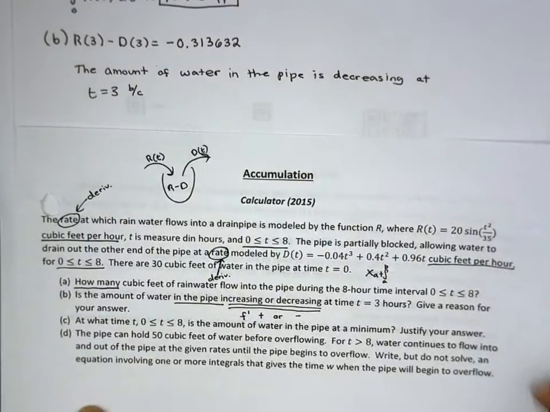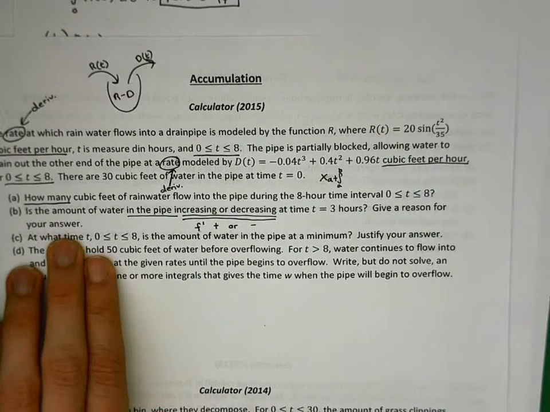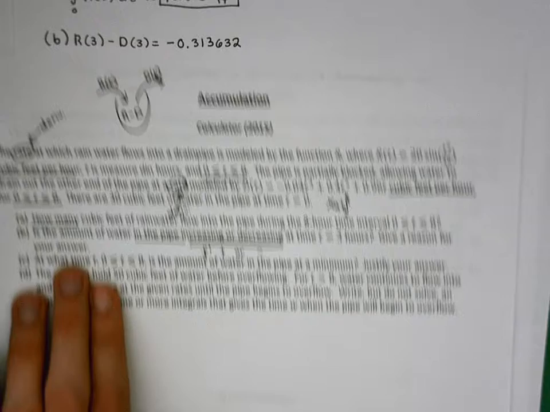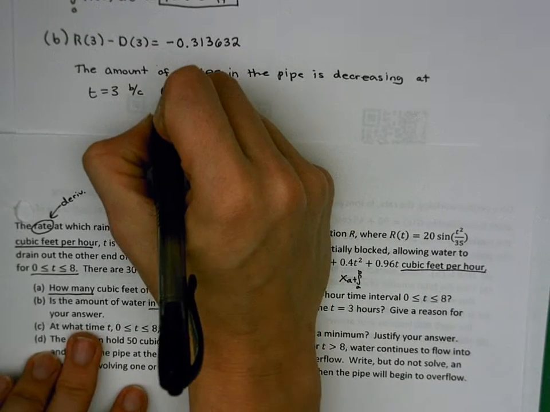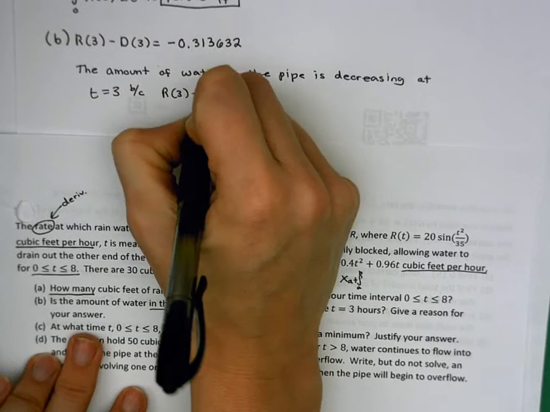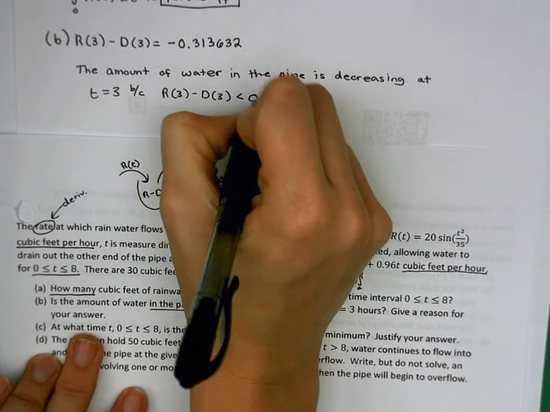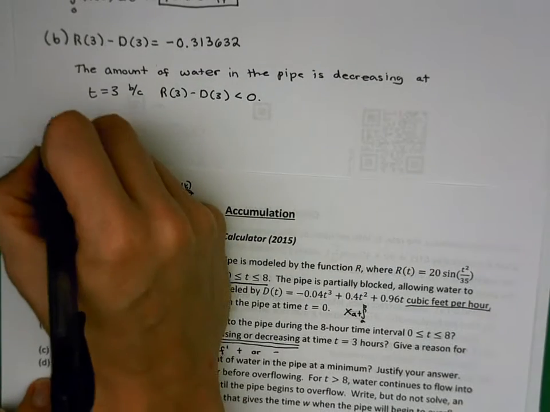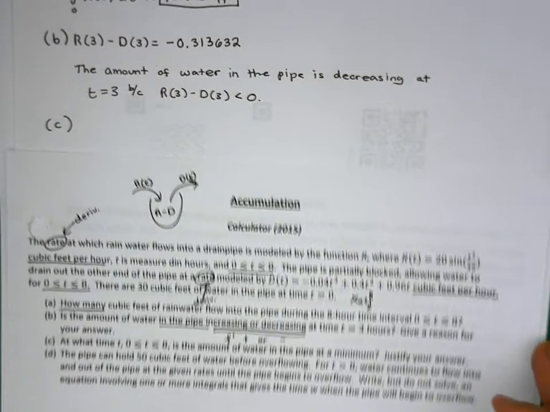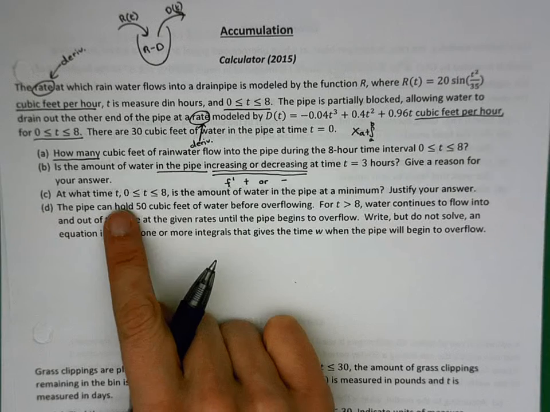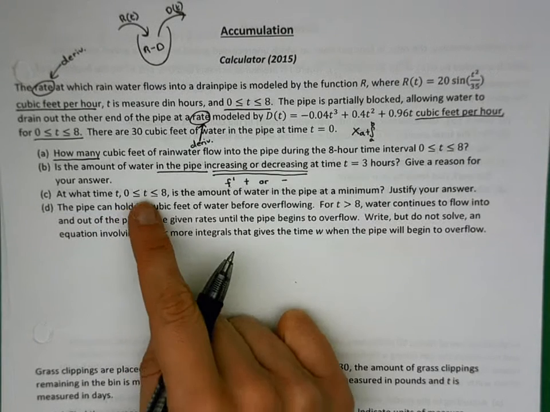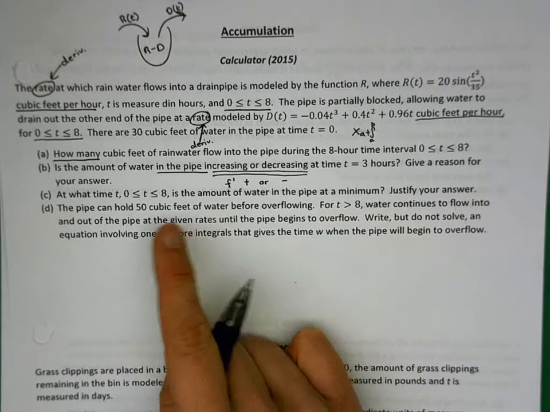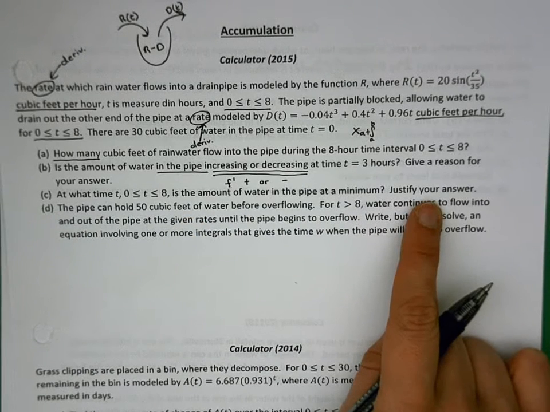And then they say, give a reason for your answer, meaning we need to be able to articulate some sort of rationale for how we knew. For me, I'm going to write because R of 3 minus D of 3 is less than 0. Okay. Now we're on to part C. Part C reads, at what time t between 0 and 8 is the amount of water in the pipe at a minimum? Justify your answer.